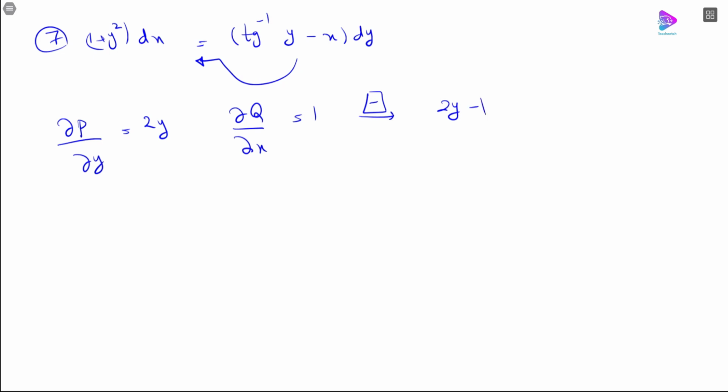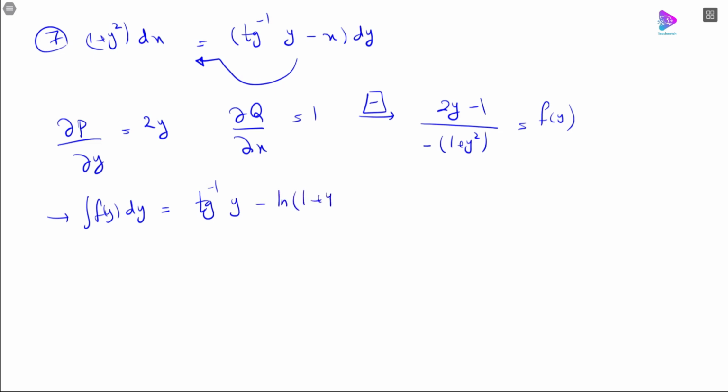Again, minus 2 minus 1, and we're going to divide by minus 1 plus y squared to make this a function of y, and then the integral of f of y dy is going to be tan inverse y minus ln of 1 plus y squared, and therefore f is equal to e to the power of tan inverse y over 1 plus y squared.